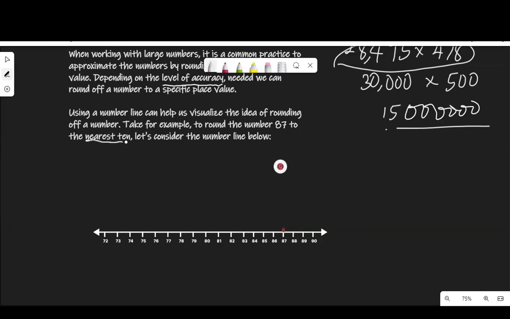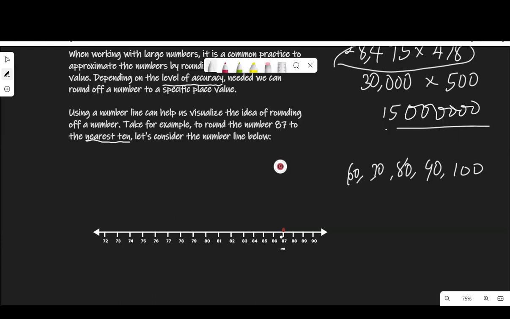Let's assume we want to round 87 to the nearest 10. Let's use the number line. This is 87. If we are rounding it to the nearest 10, what do I mean by the next 10 to 80? After 80, the next 10 is 90, and the next 10 after 90 is 100. The next 10 before 80 is 70, and the next 10 before 70 is 60. That is what I mean by nearest 10.